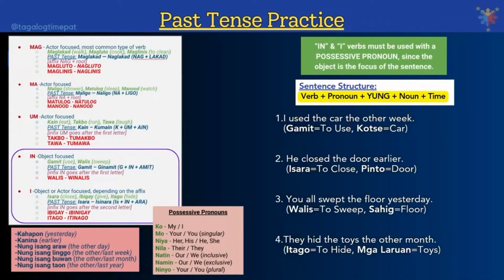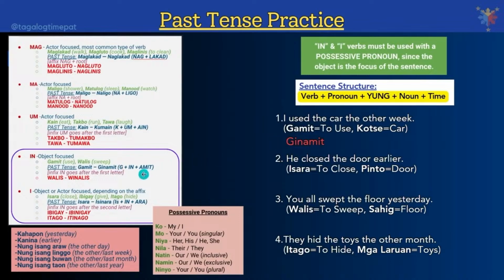So number 1, I used the car the other week, and I gave you some hints. Gamit means to use. Coche means car. So let's do this one together. So the sentence structure is verb plus pronoun. So it would be ginamit. That is the past tense conjugation of gamit.